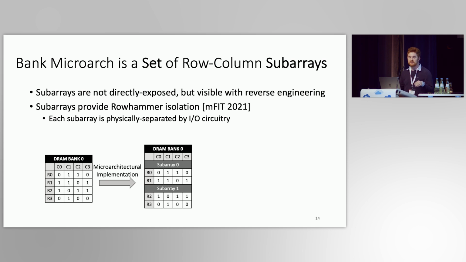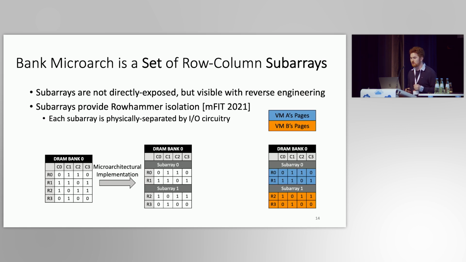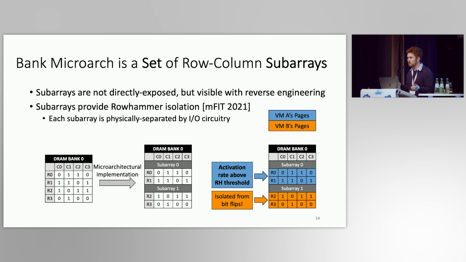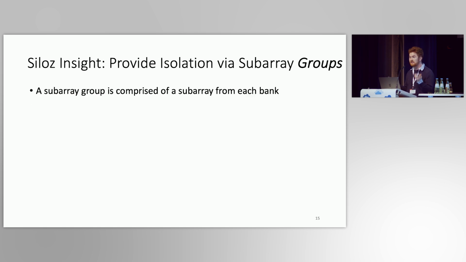Roughly speaking, this is because each subarray is separated physically in hardware by I/O circuitry. So if we look at two different VMs on two different subarrays, if the first VM hammers DRAM, the second VM is isolated from those bit flips. So we can clearly see how subarrays provide the isolation property that we want. What we haven't seen yet is the performance. And the way that we achieve that performance is by grouping these subarrays to exploit bank-level parallelism.